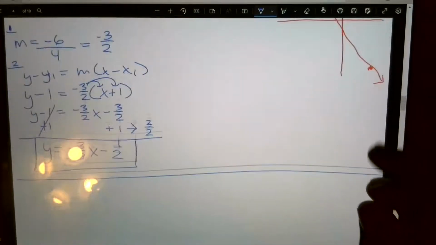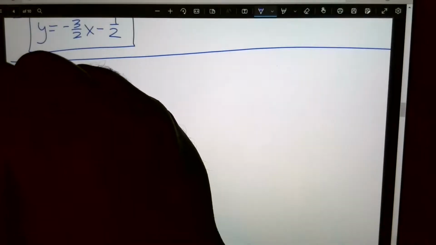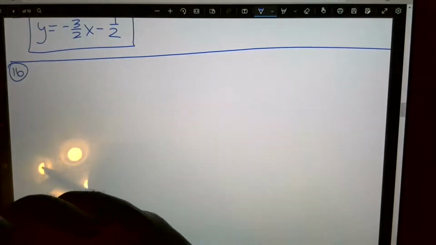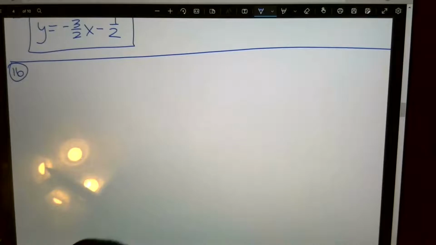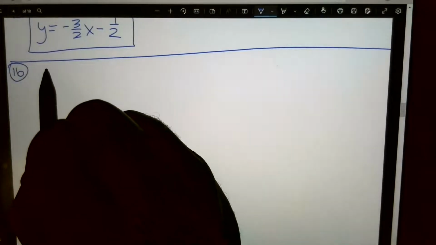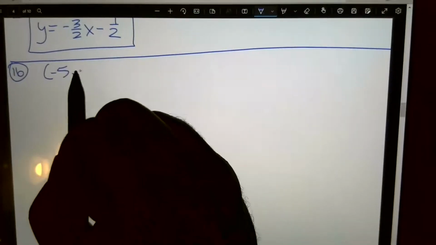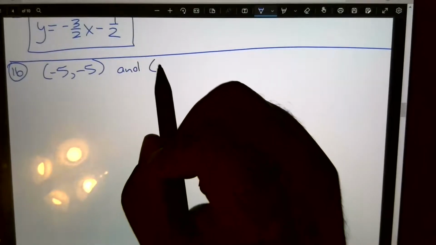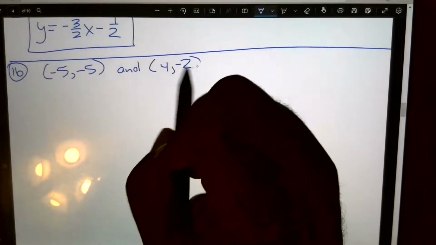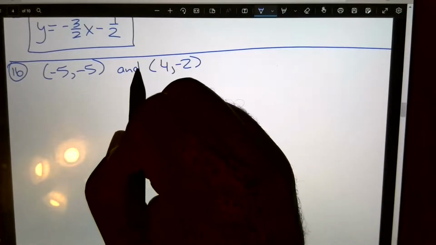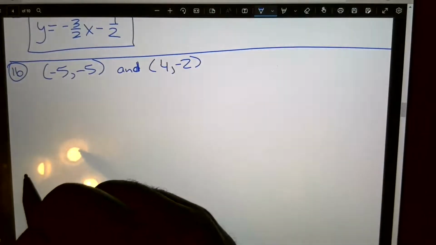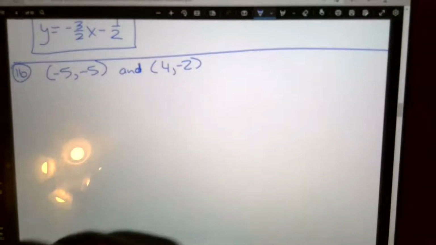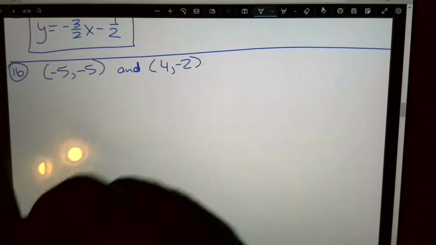That was number 15, so this is number 16. Oh, you're still on the screen. What do you know? All right, I have 2 points. (-5, -5) and (4, -2). And they want the equation of a line that goes through these 2 points. This is exactly what we just did.